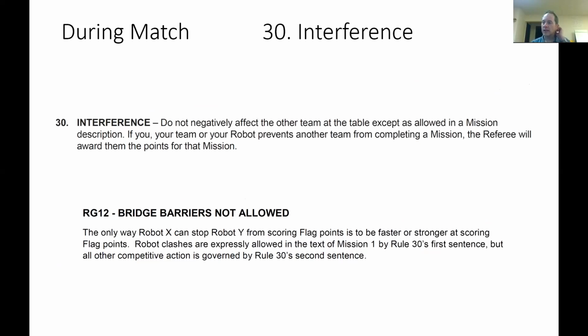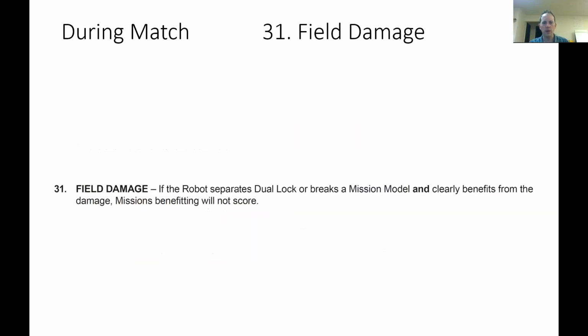Interference. Do not negatively affect the other team at the table except as allowed in a mission description. If you, your team, or your robot prevents another team from completing a mission, the referee awards them the points for that mission. So you're not supposed to mess with the other team's table. The exception is that in mission 1, you can be battling at the top of the ramp. We'll get to that later, but you're not allowed to put a barrier up. You're only allowed to do it by the robot bumping the other robot with respect to the flag points. And we'll cover that when we get into the missions.